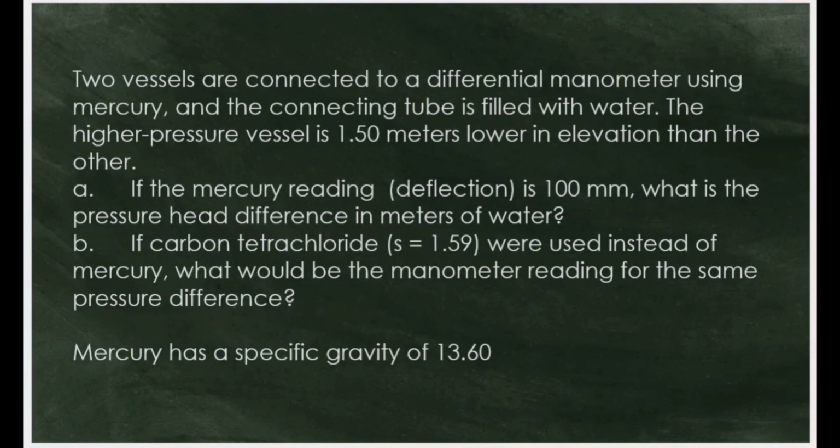Letter B, if carbon tetrachloride na may specific gravity na 1.59 were used instead of mercury, what will be the manometer reading for the same pressure difference? So dito walang binigay na illustration. We have to imagine. So una, sabi meron daw two vessels, or dalawang parang tangke, no? Tank. Na yung isa daw ay 1.5 meter lower in elevation, or mas mababa ng 1.5 meter. Okay?